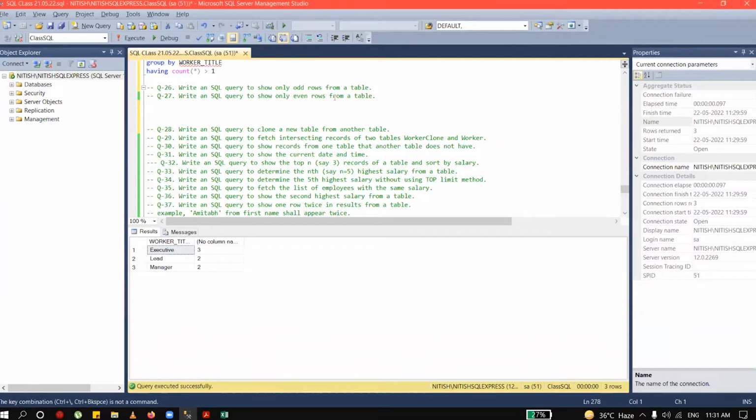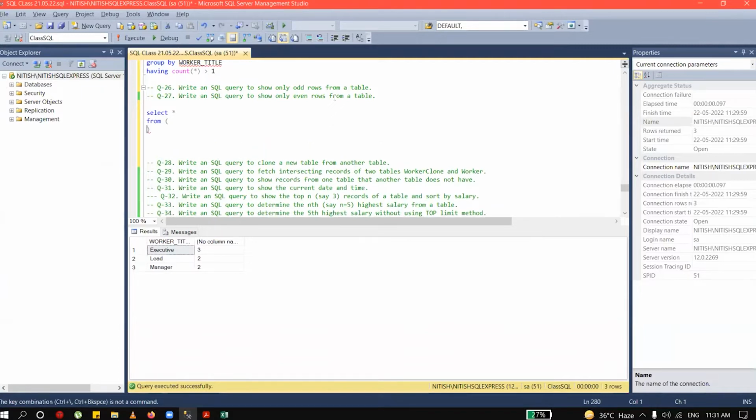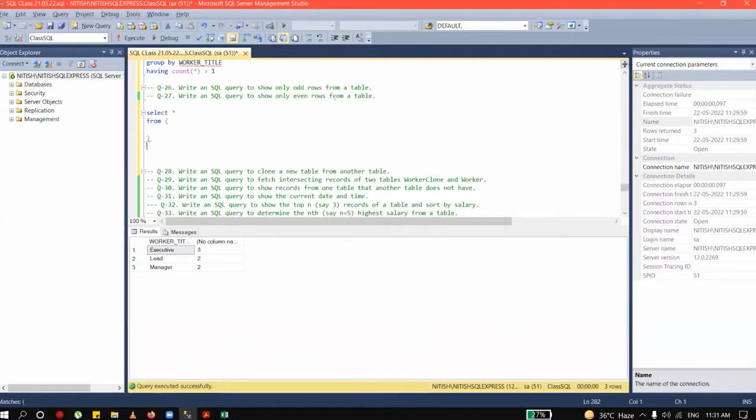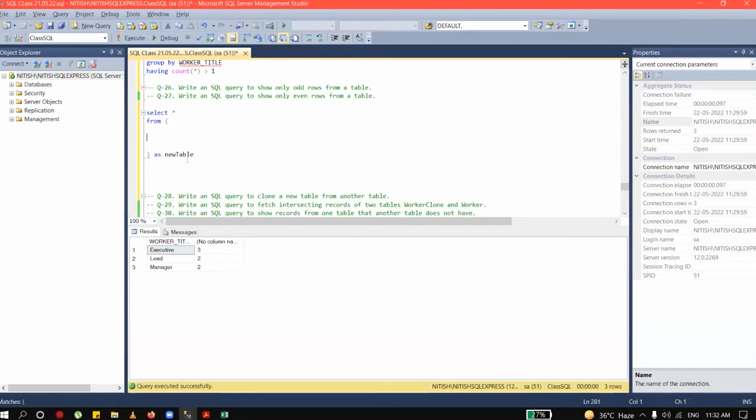So what we are going to write down: select star from, and here we are going to make another query, which will return a new table, let's say new table. This new table is just for reference purposes, whatever query you're writing over here in the from clause.